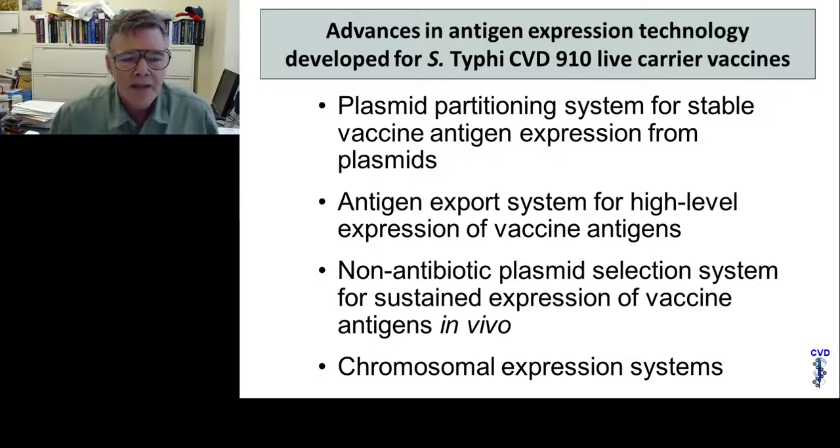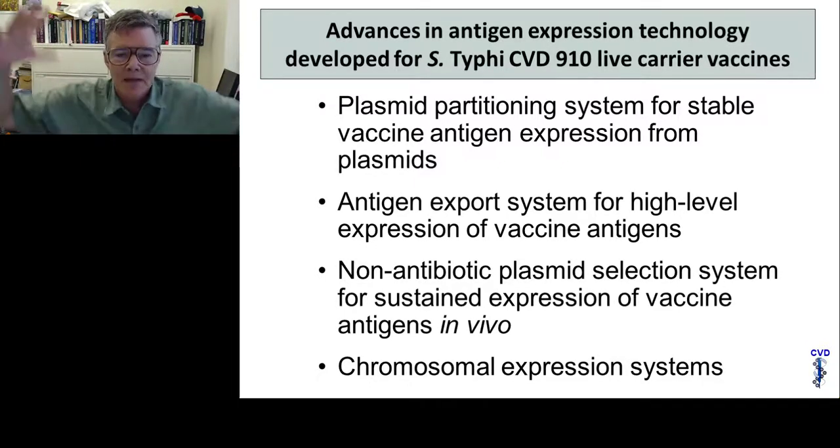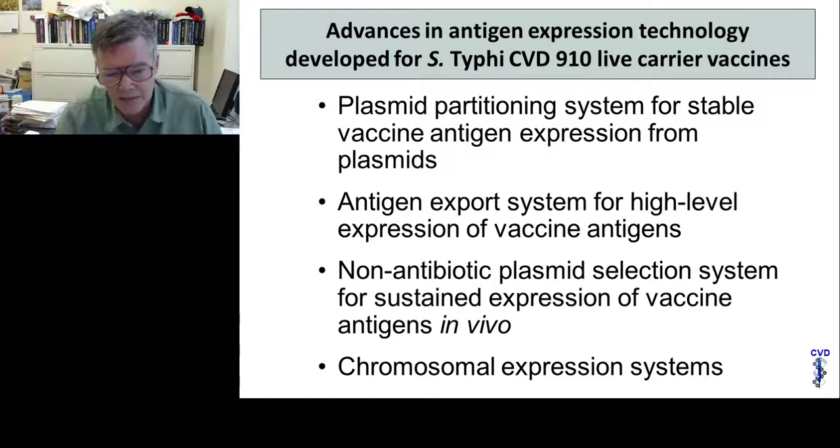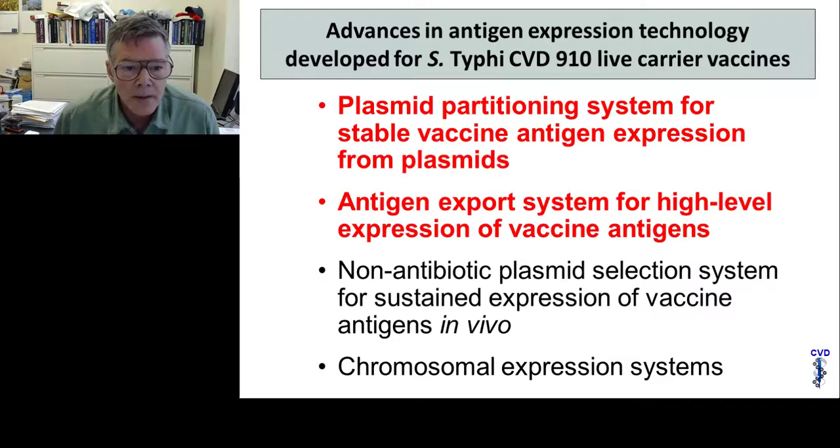And then last but not least, we've had to also develop chromosomal expression systems, because we realized if we want to express more than one antigen in a single carrier vaccine, you're not going to be able to put all of those on a plasmid, because the plasmid would be huge and it's unstable, and then it'll be disappearing. And again, you end up with non-immunogenic, beautifully engineered carrier vaccines, but they don't work. Okay, so let's look at plasmid partitioning and antigen export in a little bit more detail.